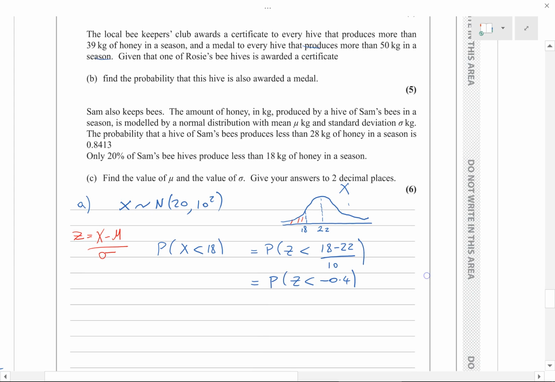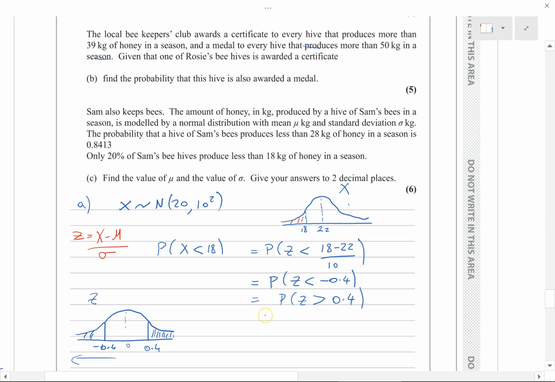Now here, I'm going to draw the Z distribution. And this is now Z with minus 0.4 here. Numbers to the left of the mean value are always negative with the Z distribution because we've got 0 in the middle. And we can see by symmetry that it's exactly the same as the area I'm just shading now on the right. So that's the same as the probability that Z is greater than 0.4.